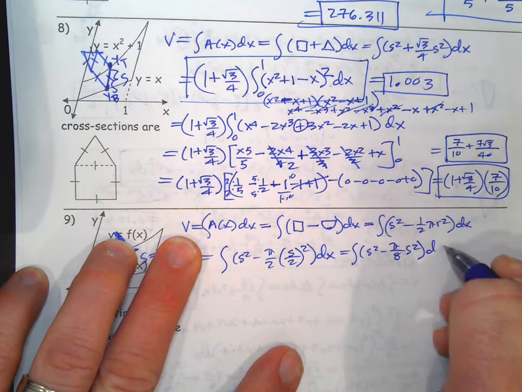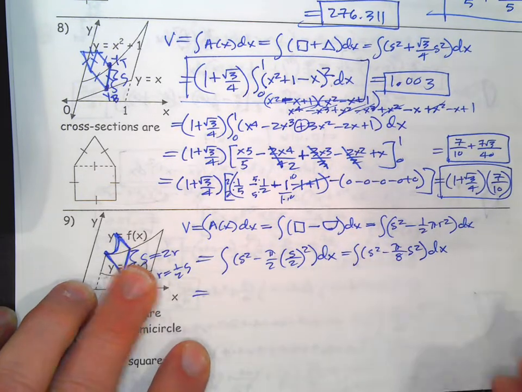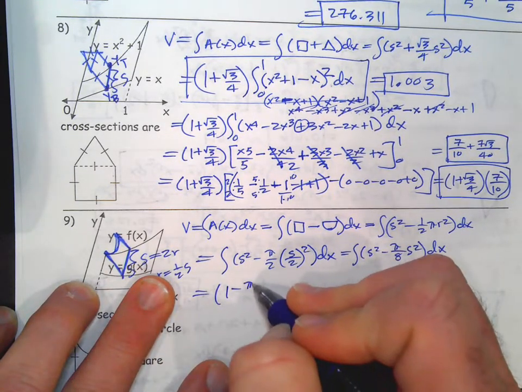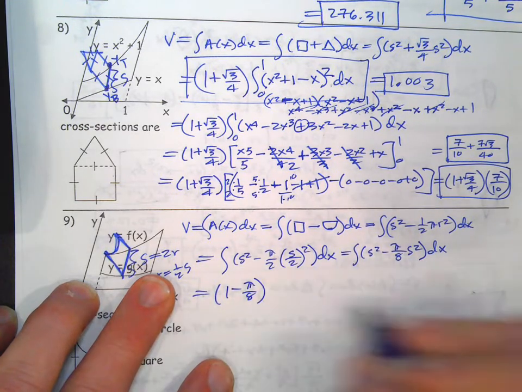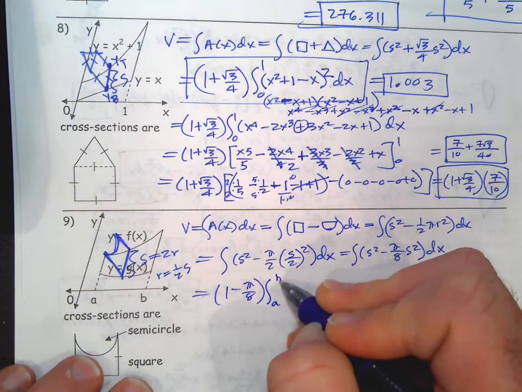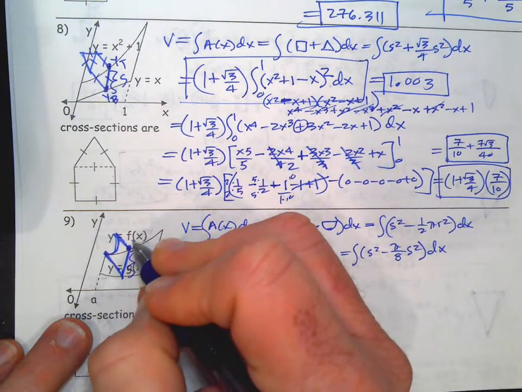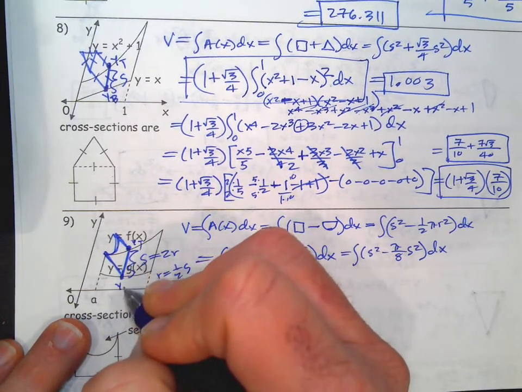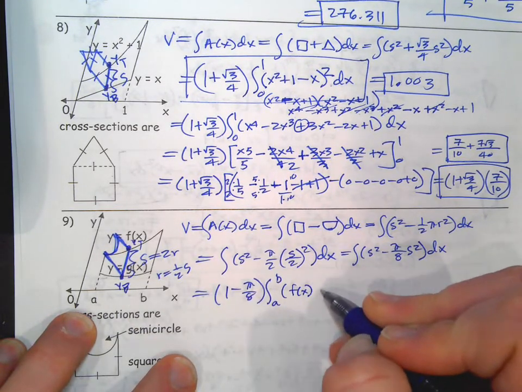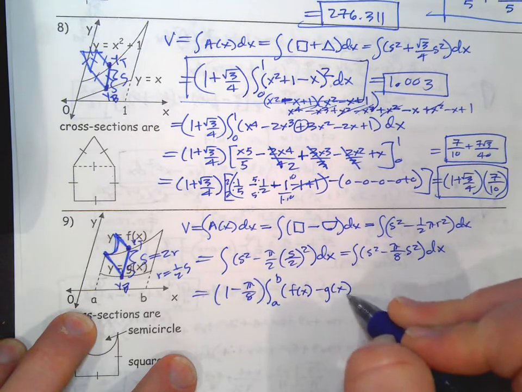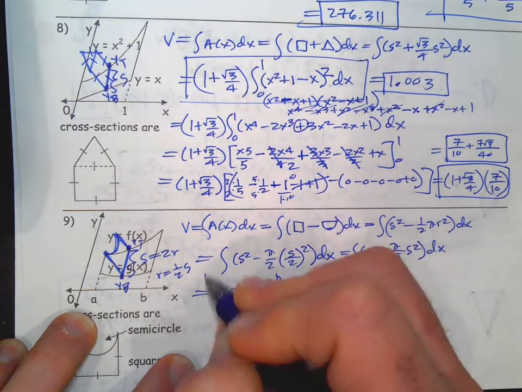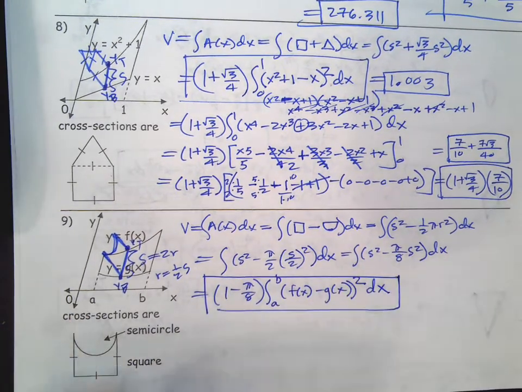So we could do that trick that I've shown you the last couple. Since they're both side squared, factor out the 1 minus pi over 8. Now, we're going from a to b. The sides right here are y top minus y bottom. Now, y top, in terms of x, is f of x. Y bottom is g of x, squared dx. There you go. That's as far as we can take it.